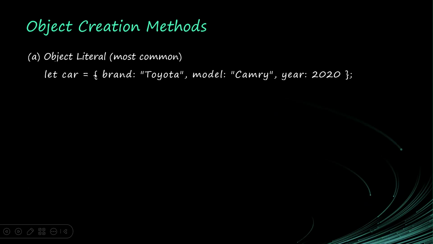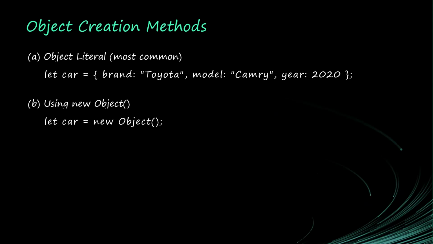So you can select car, and we started with the curly brace. The key value pair, the key value pair, the key value pair. So you can also use the object constructor, not even the object constructor. You can also use the syntax. Okay, I don't use this often. I always use the object literal. So when you say let car equal to new object, this is the object constructor method.